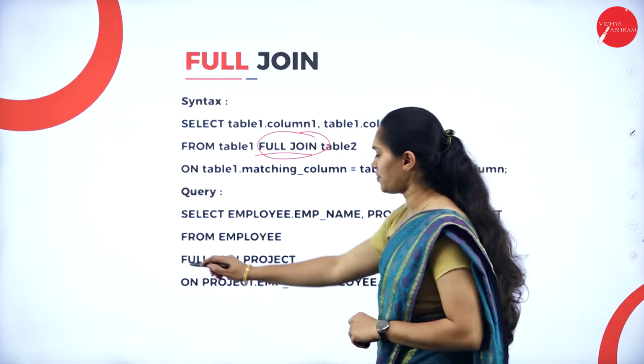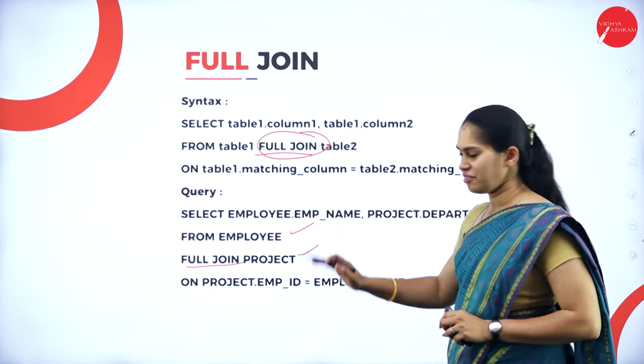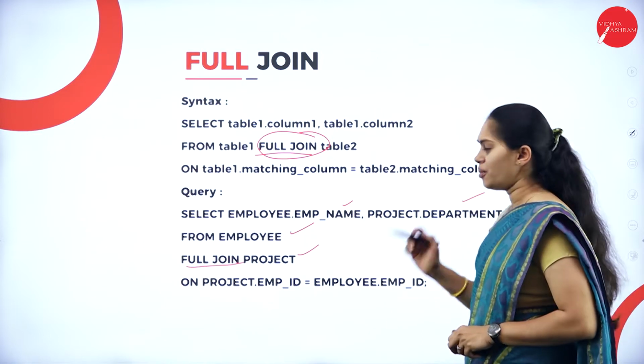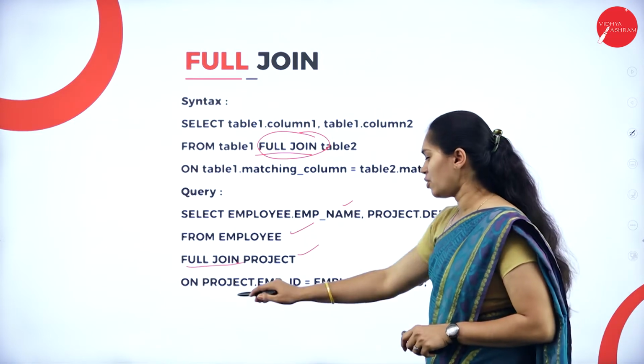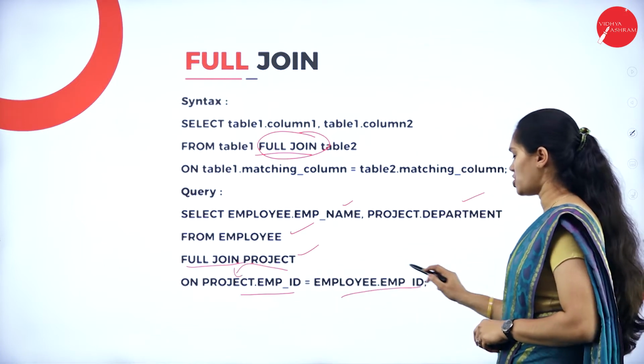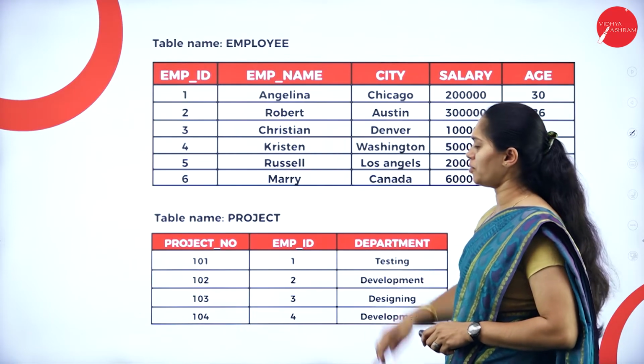Here you can see that we are performing the full join on the tables employee and project, and we are fetching the employee name from the employee table and department from the project table. On what basis? The employee ID which is present in the project table should also be matched with the employee ID of the employee table. So already we know about this table.